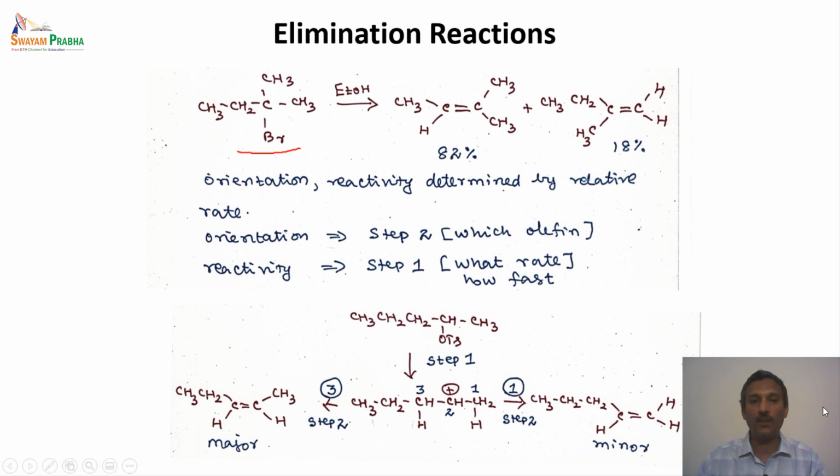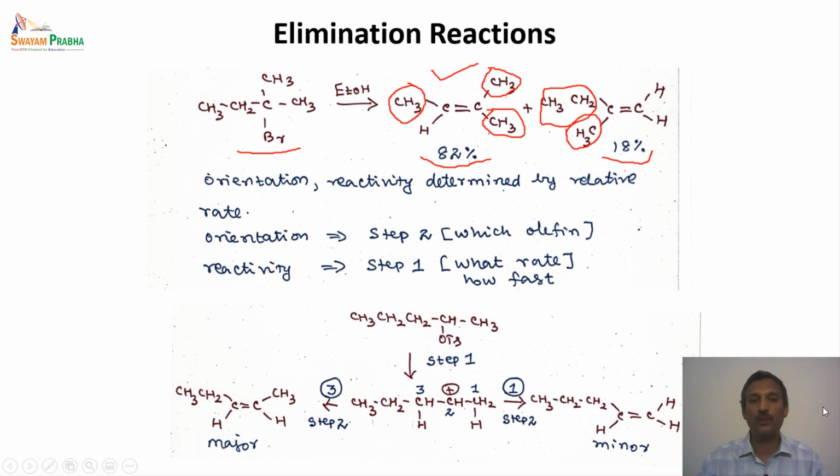And an example is given here. So we have an alkyl halide undergoing an elimination reaction to produce 82% of one isomer and 18% of another isomer. So this is the more branched one. We have branching number 1, 2 and 3 here. In this particular case we have 1 and 2. So that means this is the most branched one, and this is formed in large excess.